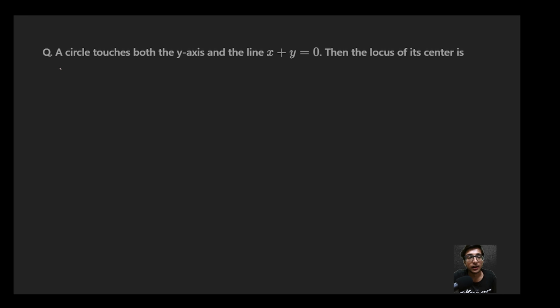Now what has been given here? A circle touches both the y-axis and this line. Then the locus of its center is. Again, we have to find out the locus.